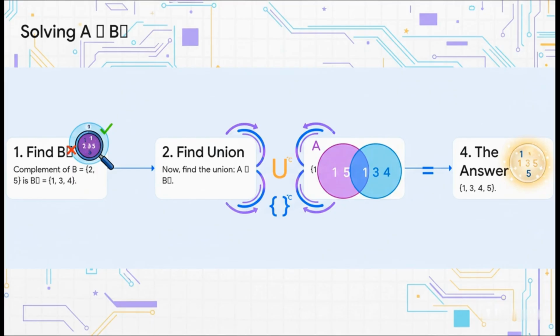Okay, easy enough. Now for step 2, we just plug that result back in. The problem is now, what's the union of A and our new set 1, 3, 4? Well, we know A is 1, 5, so we just combine them, remembering not to repeat the number 1. And that gives us our final answer, 1, 3, 4, 5. See? By just breaking it down, the problem becomes way easier.